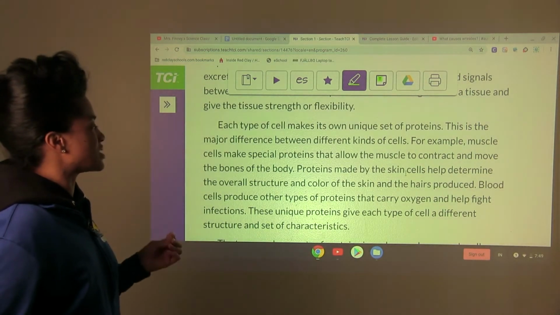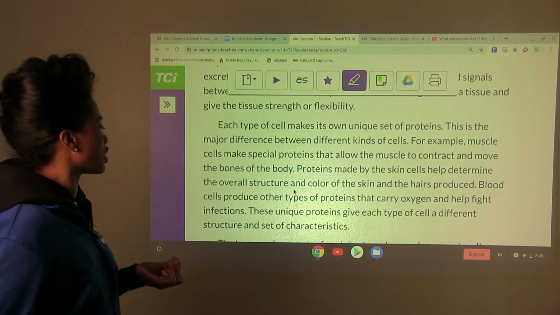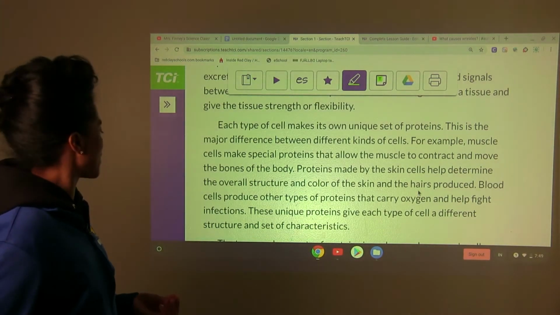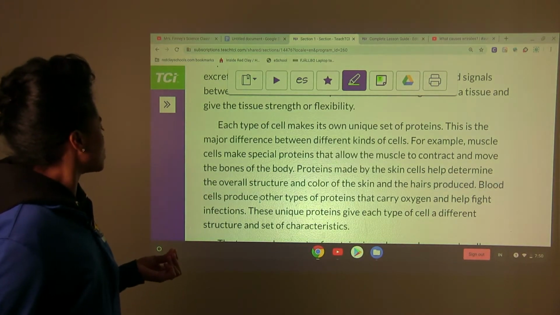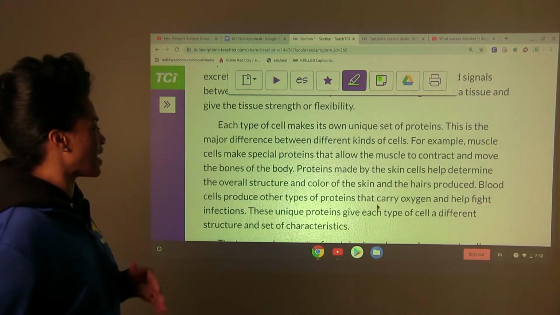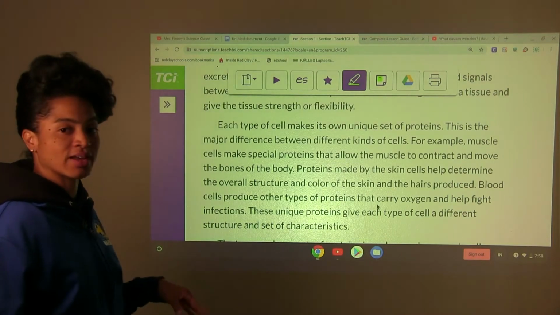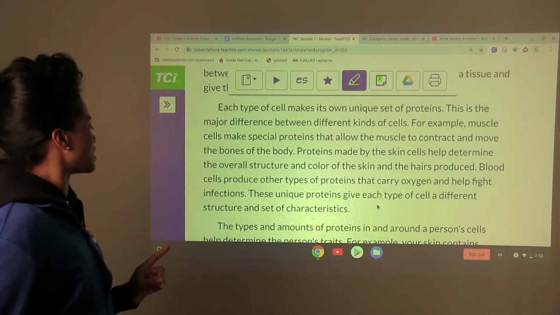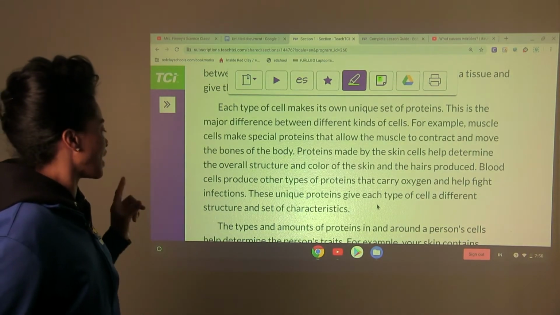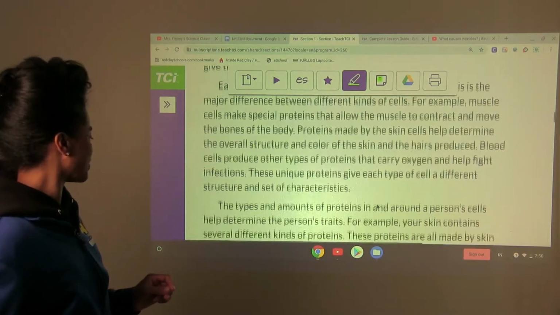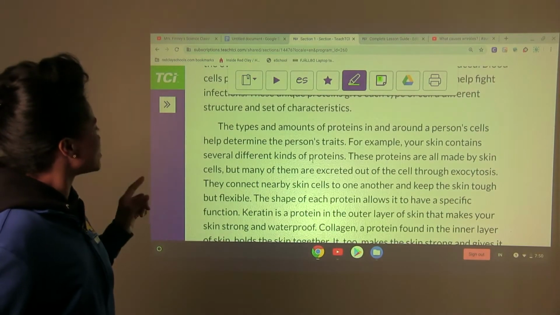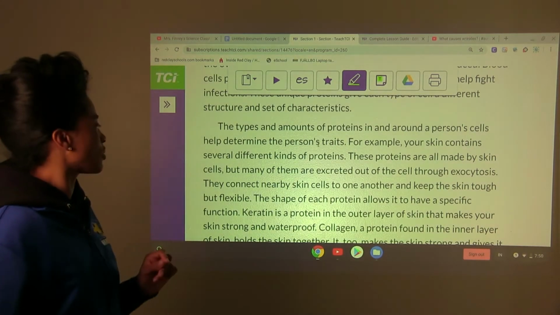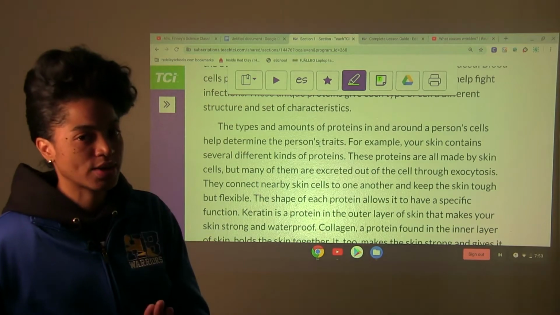Proteins made by the skin cells help determine the overall structure and color of the skin and the hairs produced. Okay? Blood cells produce other types of proteins that carry oxygen and help fight infections. These unique proteins give each type of cell a different structure and set of characteristics. The types and amounts of proteins in and around a person's cells help determine the person's traits.